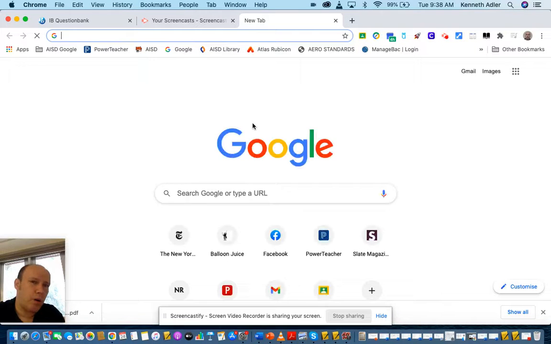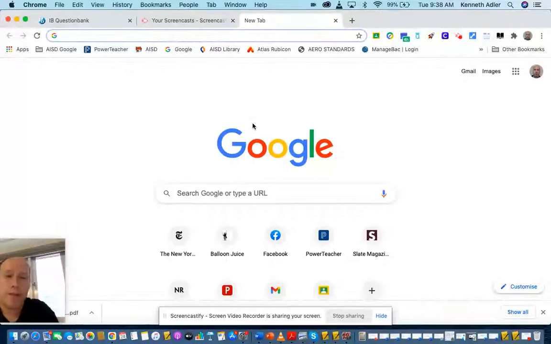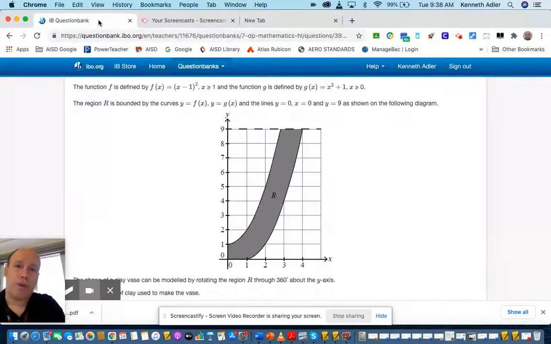Okay, so we're going to start the new unit, volume of revolution, but I want to just jump into the problem, and I want you to visually see what's going on and see how you can make these pictures yourself. So let's go to the question first.